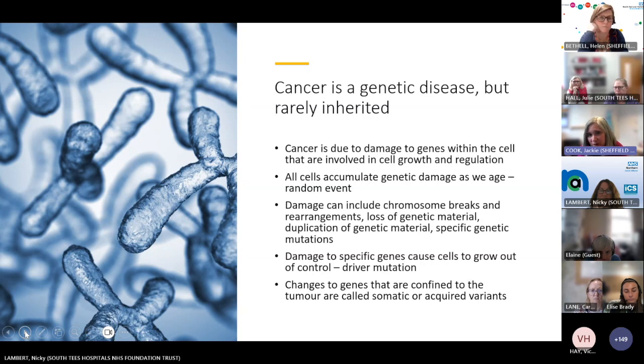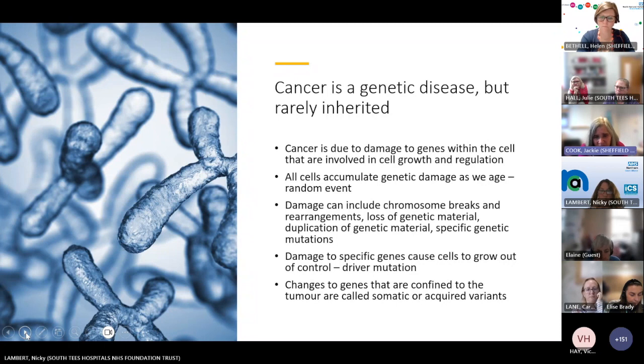And it can take many forms. So it can be that damage results in the breakage of chromosomes. So we see breaks in chromosomes, we see chromosomes rearranged between each other. It can result in loss of genetic material from the cell, so we just lose great big bits, or duplication of that genetic material, so we have more than we started off with. Or it can involve specific genetic mutations, so very subtle changes in the arrangement of bases within the gene, resulting in abnormal proteins.